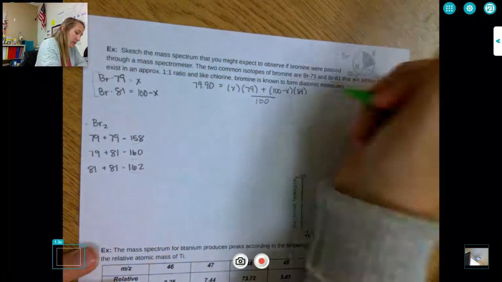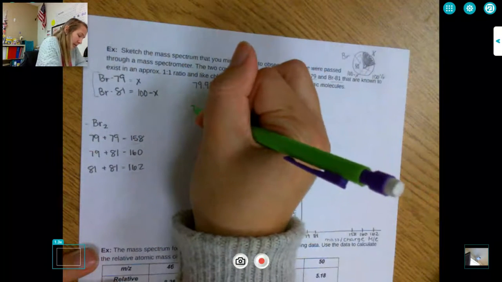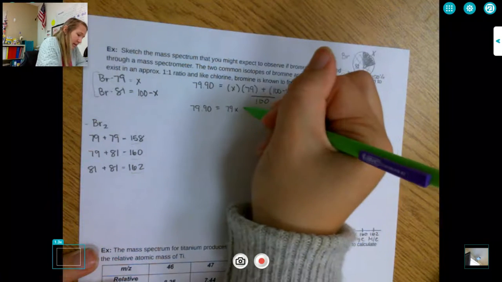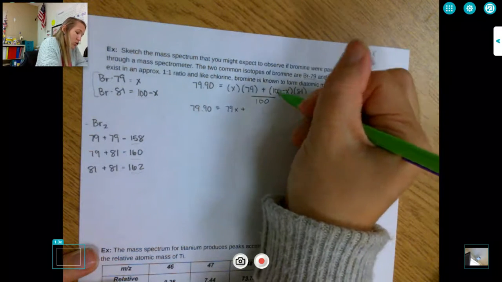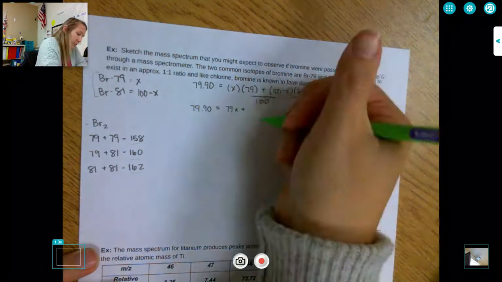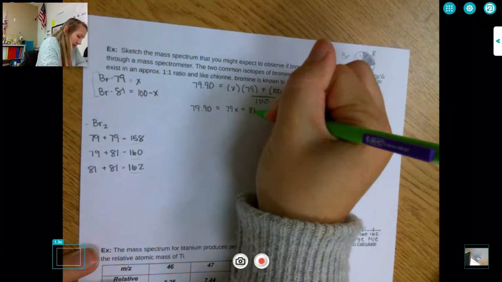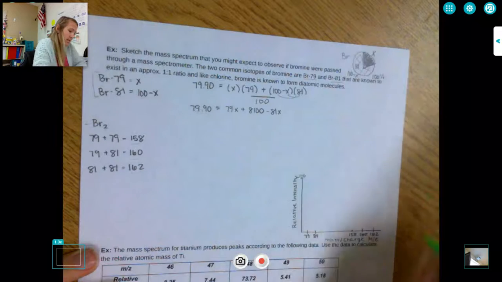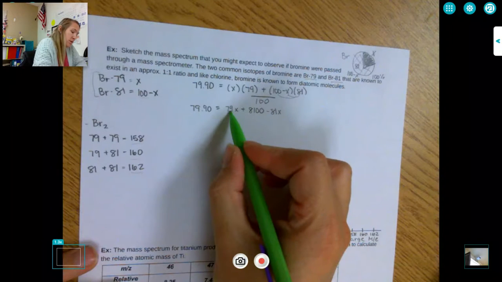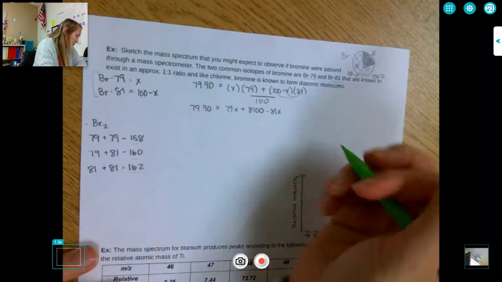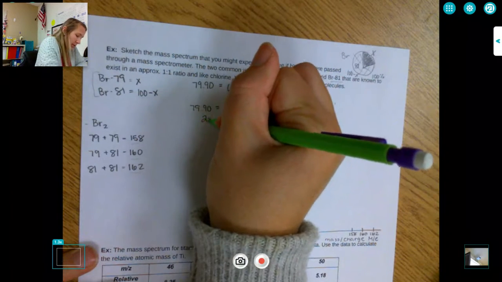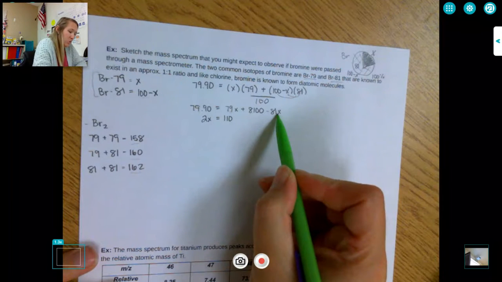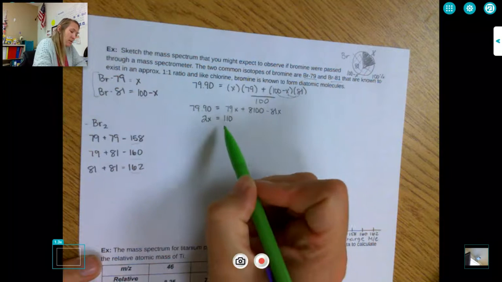Okay, so simplifying from there, I've got 79X plus, now this has to be distributed, right? Foiled through. So I've got 8,100 minus 81X. Continue to combine like terms and then move that over, and I end up with 2X equals 110. That's because 79 minus 81 is 2. Brought that over so it's positive 2.